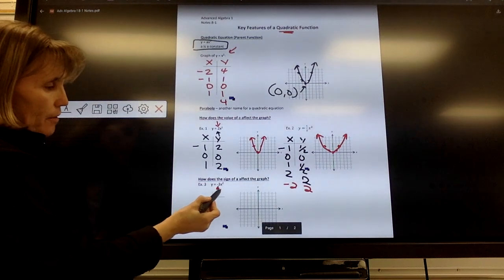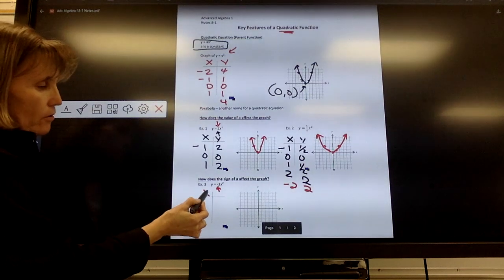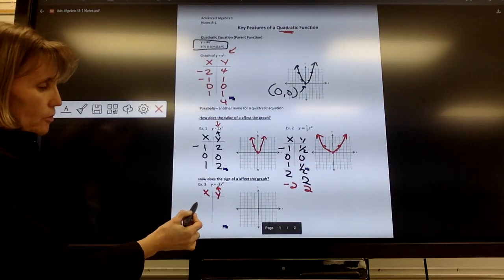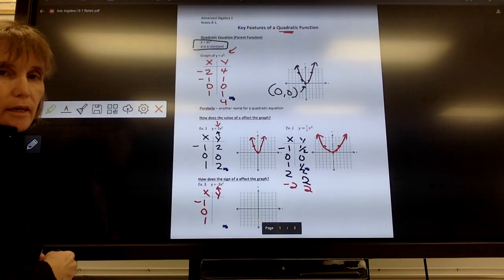What do you think is going to happen if the a value becomes negative? Well, to find out, put some values in. Make a table of values, put in your -1, your 0, and your +1. See what happens and see if that's what you predicted.